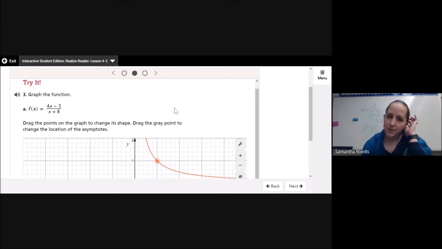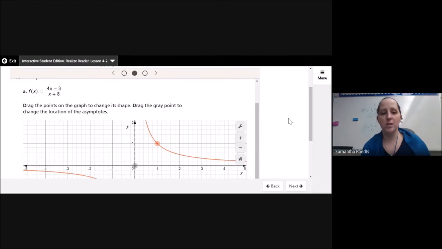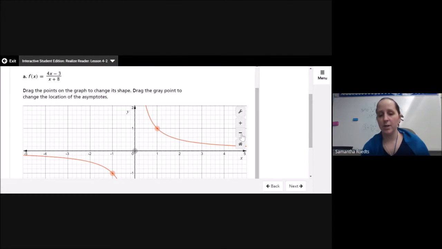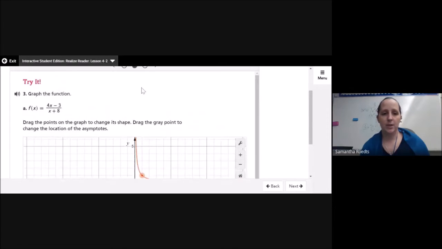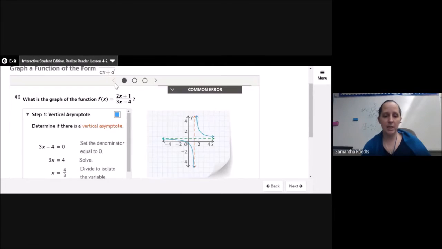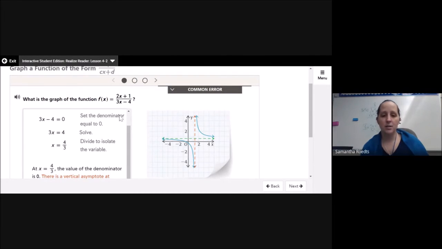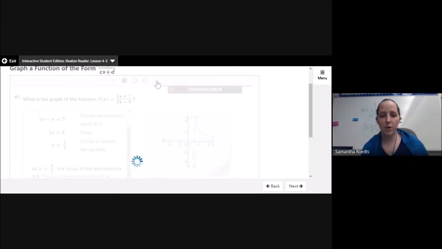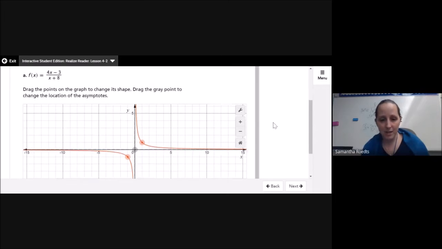All right, so let's go ahead and graph this function. I have (4x minus 3) over (x plus 8). Drag the points on the graph to change its shape. Drag the gray point to change the location of the asymptote. Okay, so I'm going to go ahead and zoom out a little bit. All right, so like we did in the example, I want to find the vertical asymptote first. So I set the bottom equal to 0. So x plus 8 gives x equals -8.